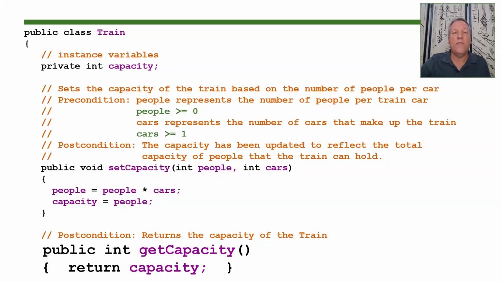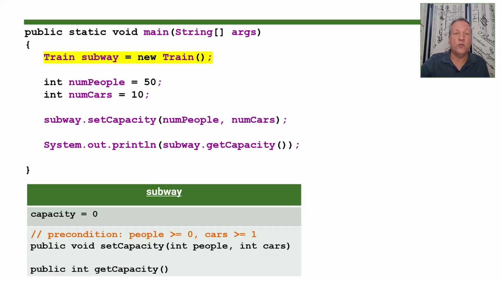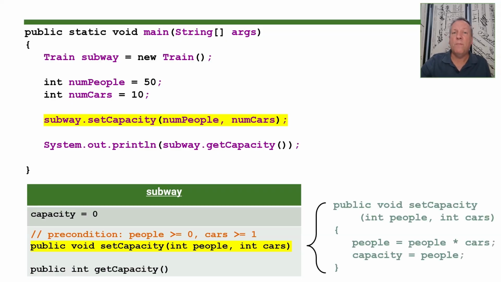Now that we've completed these two methods in our class, let's look at how we would use this class and these methods in context. Here we have a main method in a class that is separate from our Train class. The first thing we're going to do is construct a Train object called subway, which creates our train object. Next, we'll create two local variables, numPeople and numCars, which we'll use as arguments in our method call. Now, let's call the setCapacity method on our subway object and send it numPeople and numCars. This calls the setCapacity method in our Train object, subway. And we know what this method does.